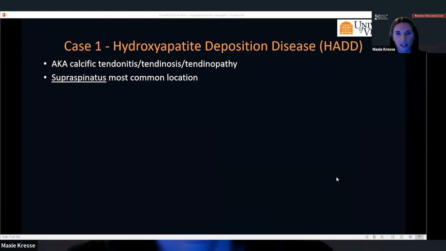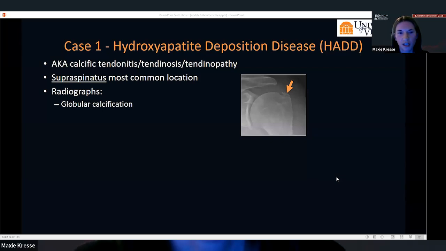So as a lot of people jumped out at the beginning, this is hydroxyapatite deposition disease. There are a lot of different names for this. Some people call it calcific tendinosis, tendinopathy, tendinitis, all kind of mean the same thing. Supraspinatus tendon is the most common.